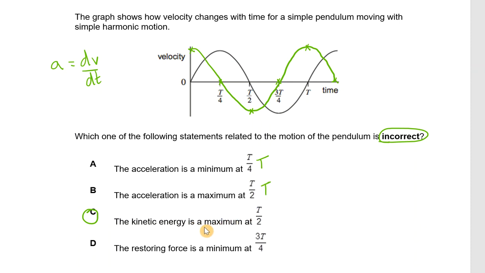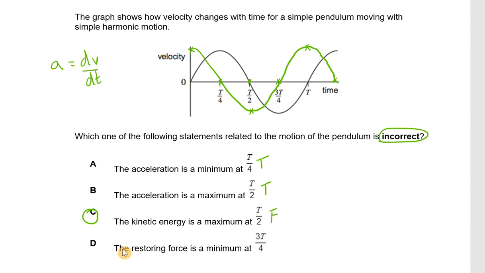The kinetic energy is at a maximum at T over 2. So let's have a look at the velocity here. At T over 2, the velocity is 0. Well, if the velocity is 0, the kinetic energy must be 0. So the kinetic energy is certainly not at a maximum.